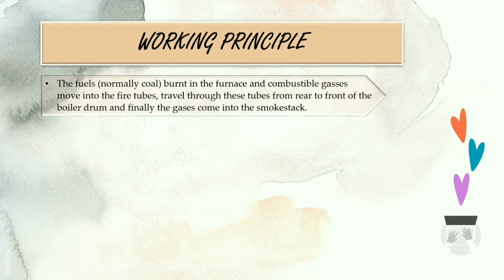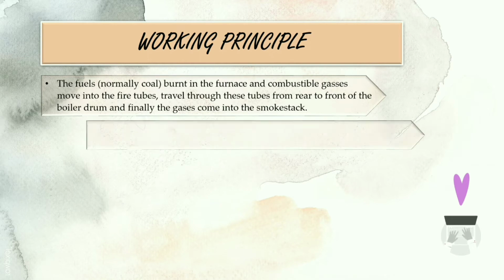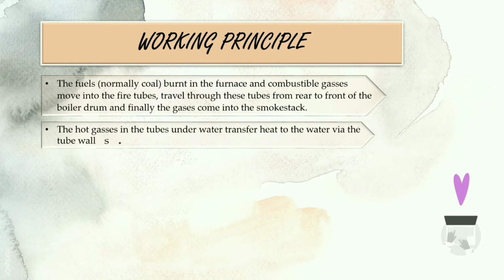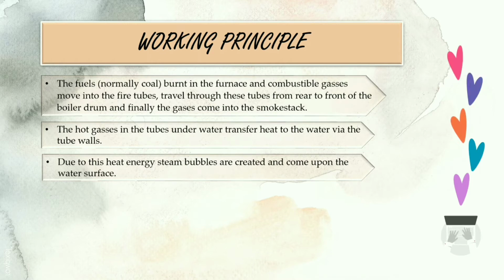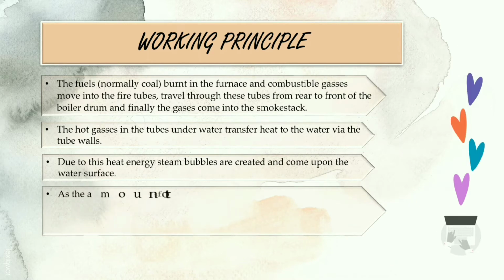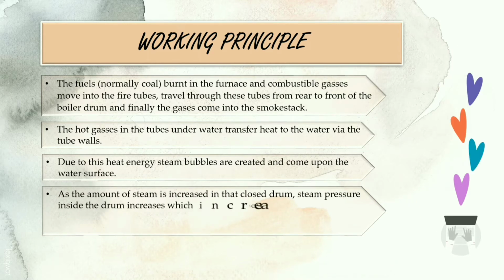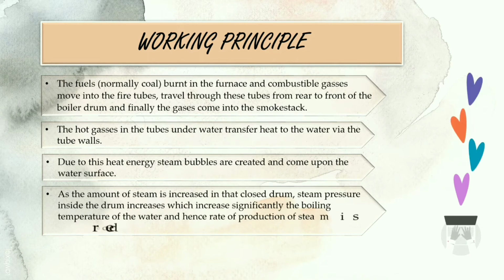The fuel, normally coal, burns in the furnace and combustible gases move into the fire tubes, travel through these tubes from the barrel to the front of the boiler drum, and finally the gases go into the smokestack. The hot gases in the tubes underwater transfer heat to the water via the tube walls. Due to this heat energy, steam bubbles are created and come up to the water surface.